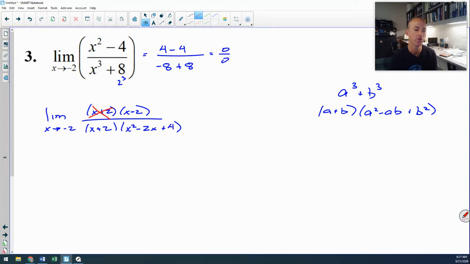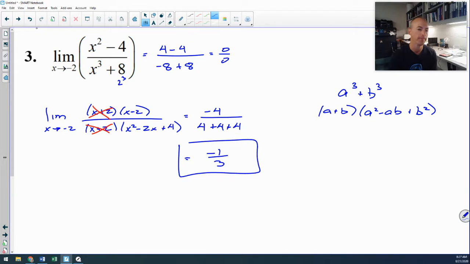And that x plus 2 is where the issue was. That is what was giving me my 0 on top and bottom. So once those x plus 2's are gone, I can now substitute into the remaining x's. This is -2 minus 2, which is -4 on top. -2 squared is 4. -2 times -2 will be a +4, plus a 4, and that will reduce to -1/3 in the end. So there is our answer to that one.